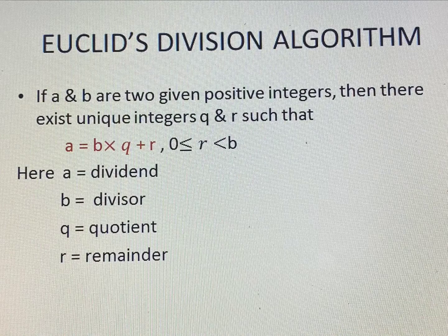This means that if we are having two integers A and B, and if we divide A by B, then we will get a quotient Q and remainder R in such a way that it can be written as A is equal to B into Q plus R. Here it should be noted that remainder will always be smaller than the divisor and 0 is always smaller than or equal to remainder.